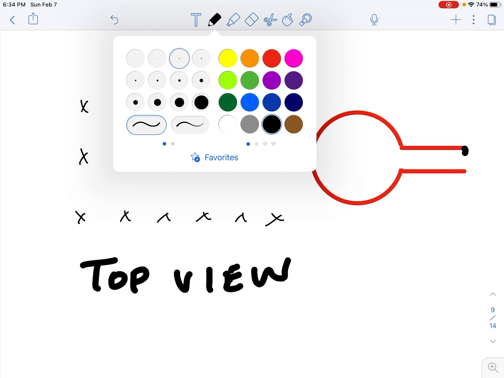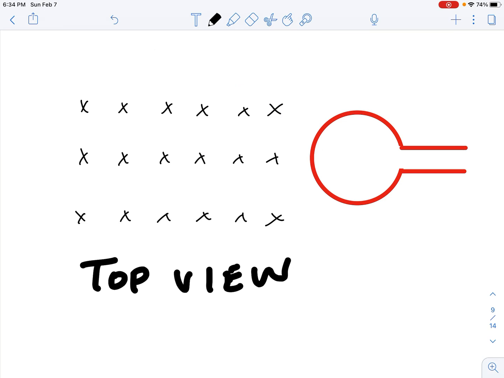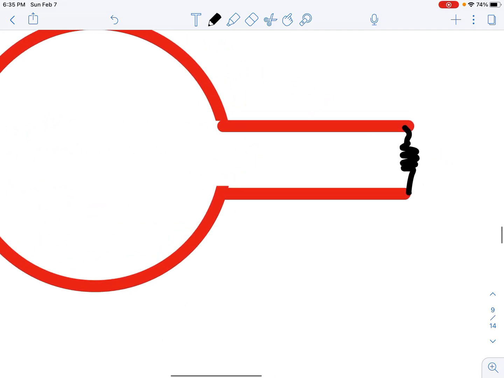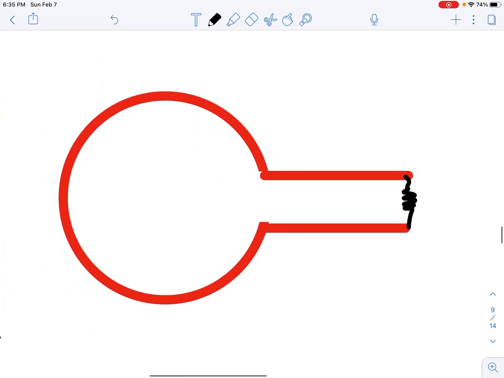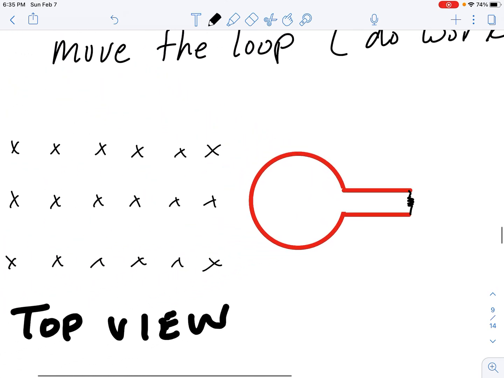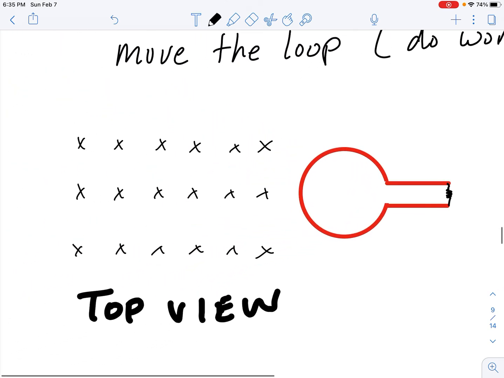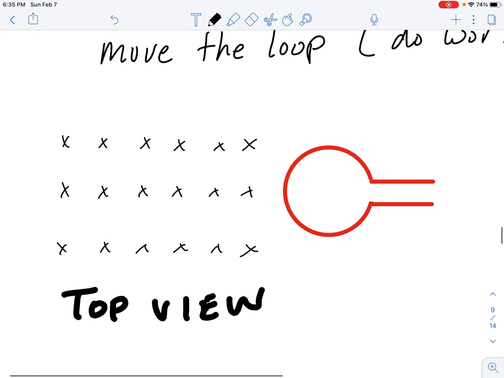Ultimately, where we're going with this is that we're going to get a current to go through this resistor. Maybe this resistor is a light bulb. It could be any kind of appliance. But in my pictures, I'm not including the resistor. I'm just focusing on the loop of wire for now because I'm focusing on the flux.